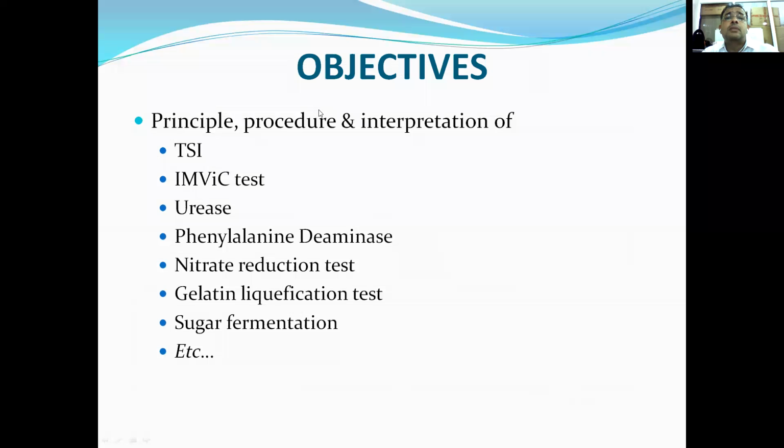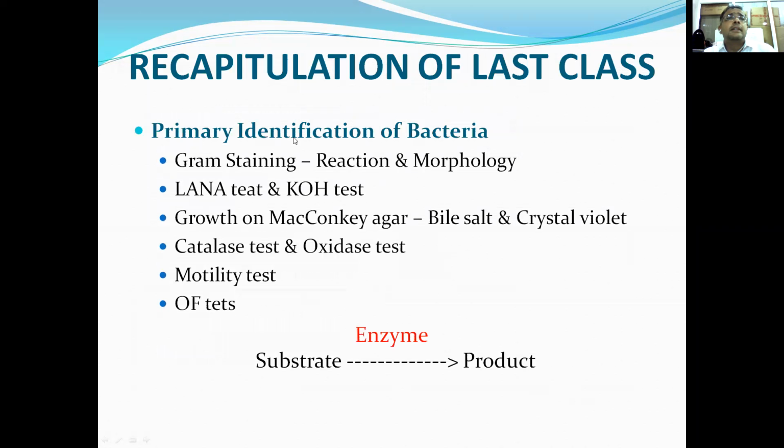So last class, if we can recapitulate what we had studied, we had discussed primary identification of bacteria, and inside the primary identification, we had also dealt with the primary biochemical tests. Along with primary biochemical tests, there are other identification methods that help us to identify and classify bacteria. For example, Gram staining. The alternatives to Gram staining are the Lana test and the Keyword test.